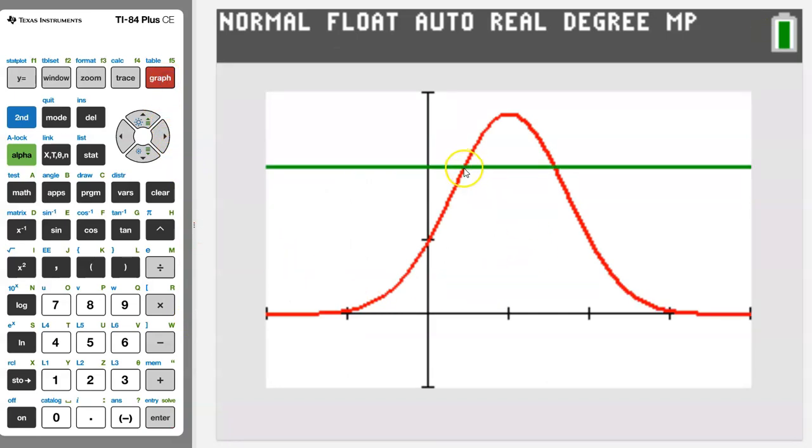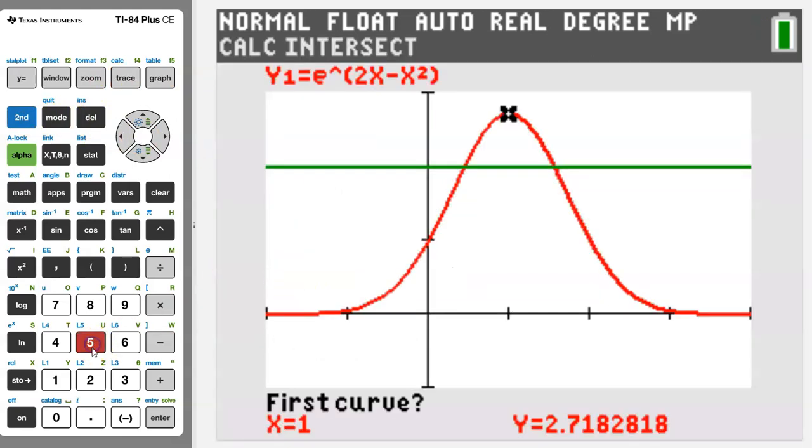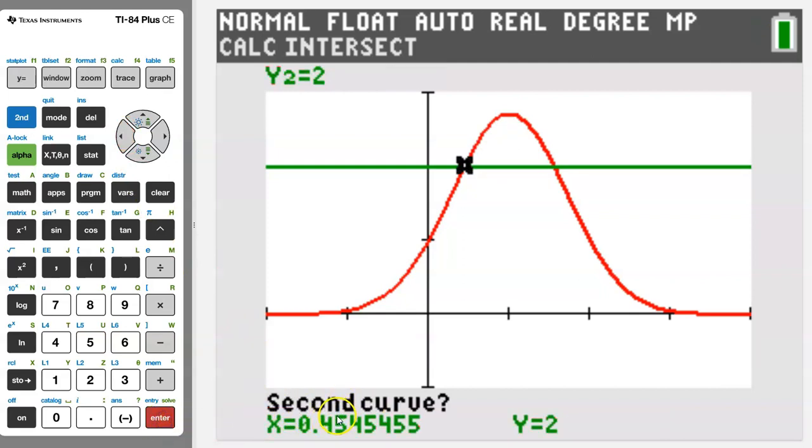We want to find the intersection points between the red graph and the green line. Hit second trace to access the calculate menu. We want option 5 for intersect. Move the pointer close to one of the points of intersection and just hit enter. Then it says second curve, just hit enter again. And then it says guess, just hit enter again. So the x-coordinate is 0.446, etc.